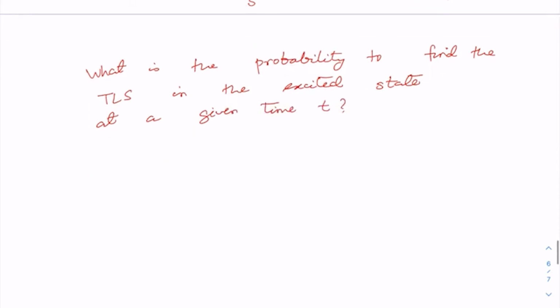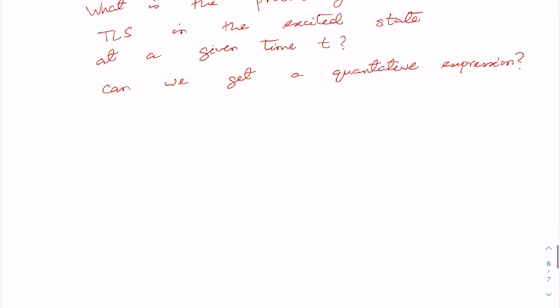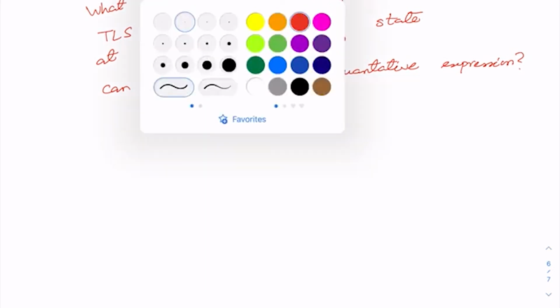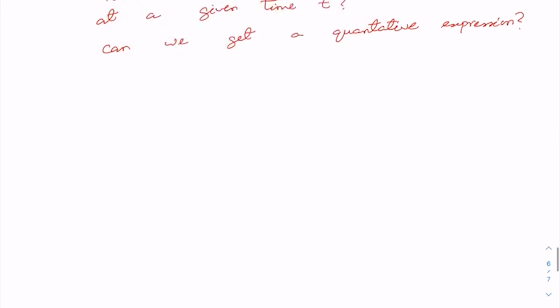I mean, can we get a quantitative expression? Qualitatively we already know what we should get, but let us see what kind of behavior we get. I already discussed it. So again, going back to working in the rotating frame of reference, I can answer this question easily.